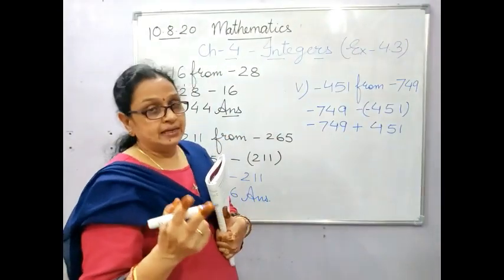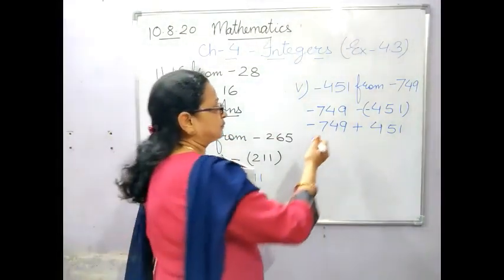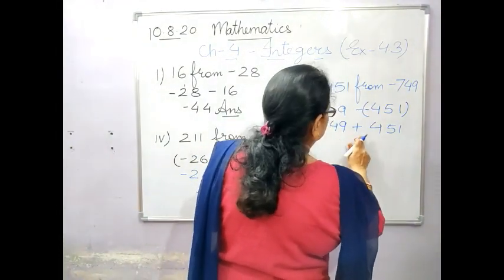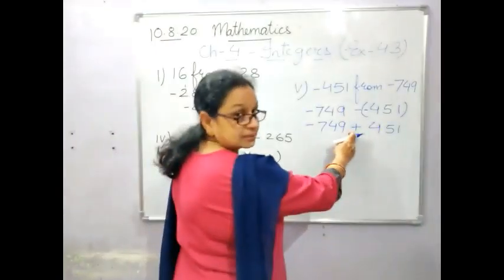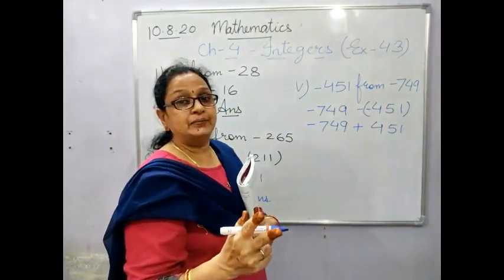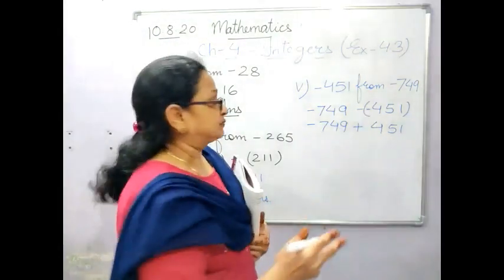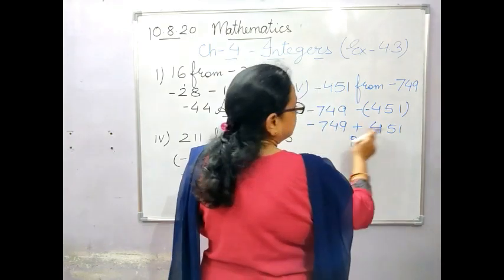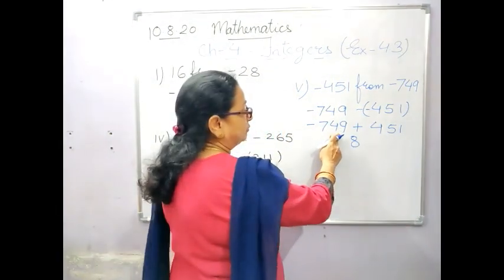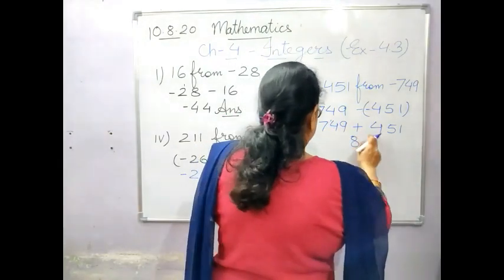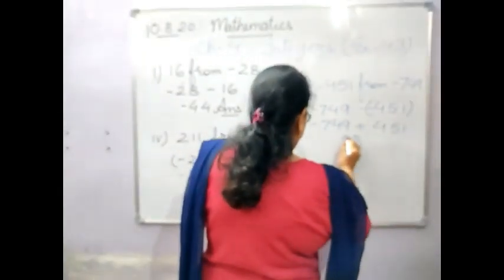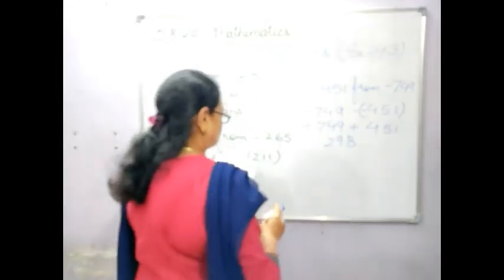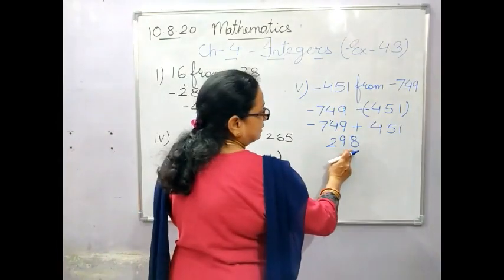This is minus, this is plus. Both the signs are different. That means we will subtract. 9 minus 1 is 8. You cannot subtract 5 from this 4. You will borrow. It becomes 14. 14 minus 5 is 9. And 6 was remaining. 6 minus 4 is 2. So your answer is 298.